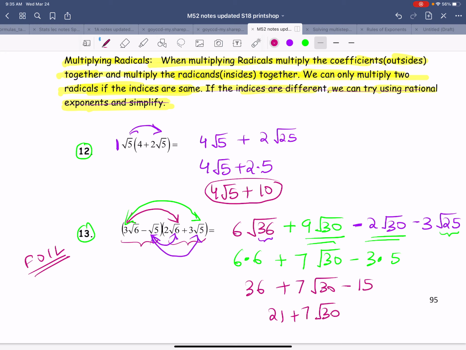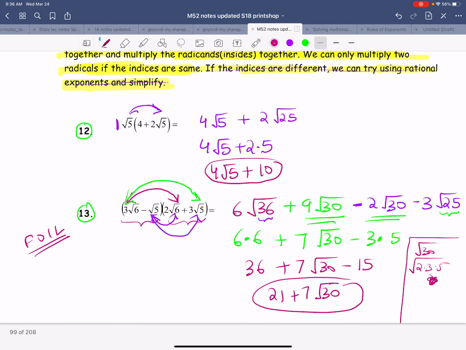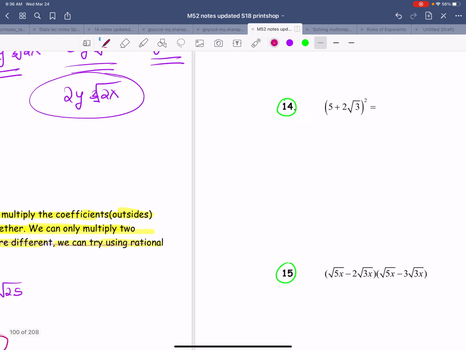Now, it would be my try to break the 30. So in the scratch space, I'm going to try to break 30. And 30 can be written as 2 times 3 times 5. I don't have pairs. I don't have groups of two 2s, two 3s, or two 5s inside to be able to pull one out. So this cannot be simplified any further, and I will just circle or box this right here and say this is my final solution when I multiply these radicals.